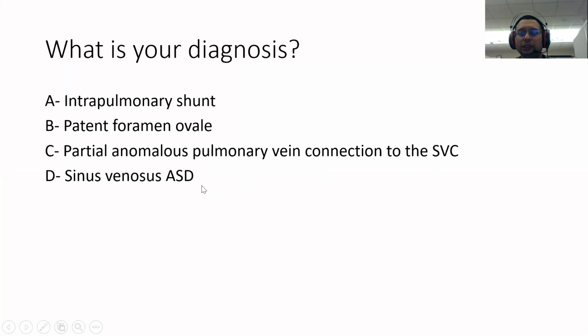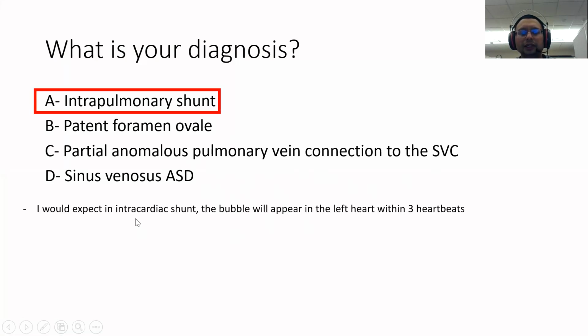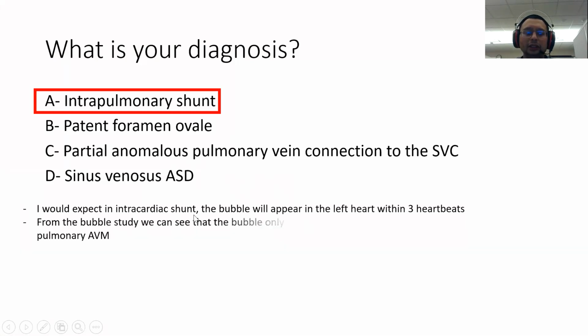It is not sinus venosus ASD because it comes gradually. Okay, it doesn't come in a puff and it comes later than 3 beats. So I would expect in intracardiac shunt, the bubble will appear in the left heart within 3 heartbeats. From the bubble study, we can see that the bubble only appears on the 6th beat, much more consistent with pulmonary arteriovenous malformation.